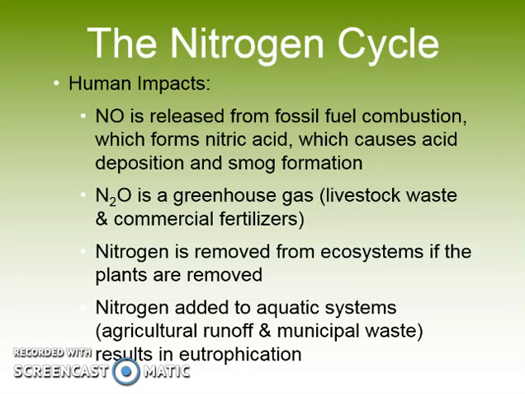Also, nitrogen runoff is a huge issue in aquatic ecosystems. Again, nitrogen is the number 2 limiting factor in aquatic ecosystems. So if you add a lot of nitrogen in the form of agricultural runoff due to either animal waste or runoff of fertilizers, it will result in a condition called eutrophication.